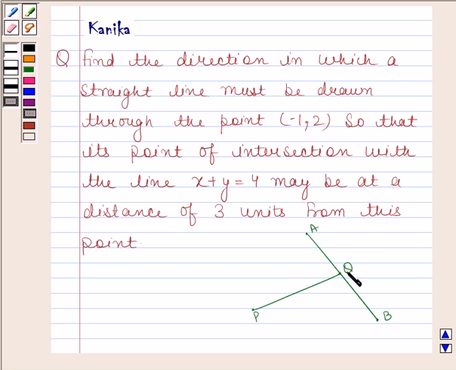Let this be a line which is drawn through the point P having coordinates (-1, 2). Let AB be a line whose equation is x + y = 4. This line is intersecting AB at point Q, and the distance of point P from Q is 3 units. We have to find the direction of line PQ. That means we have to find the slope of this line.